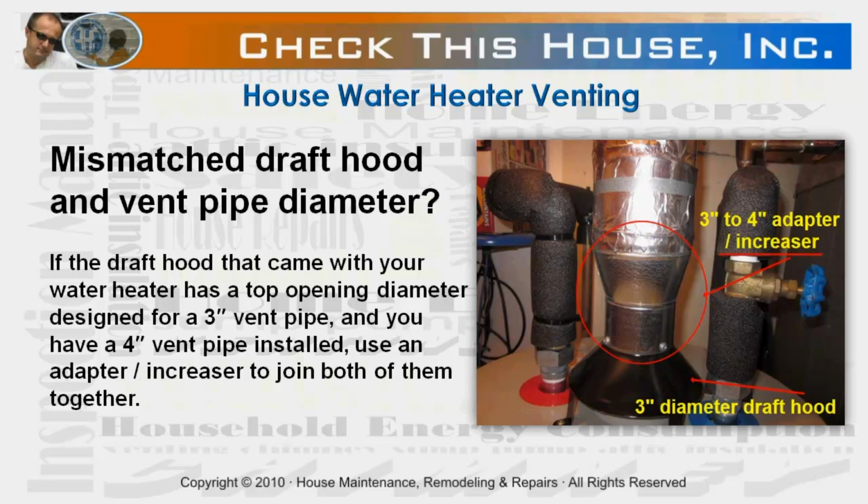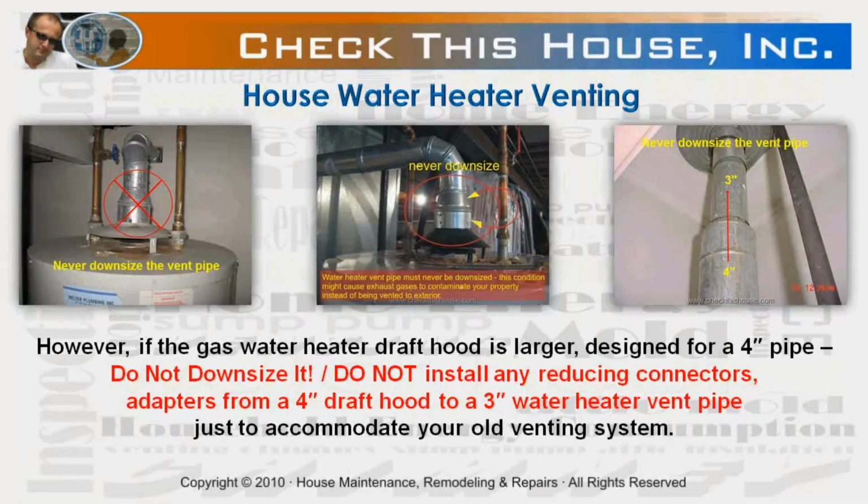When you purchase a new appliance, you might run into a situation like the one in the picture, a mismatched draft hood and vent pipe diameter. There are two scenarios. For example, if the draft hood that came with your water heater has a top opening diameter designed for a 3-inch vent pipe and you have a 4-inch vent pipe installed, use an adapter increaser to join both of them together.